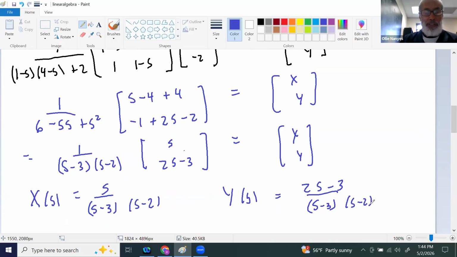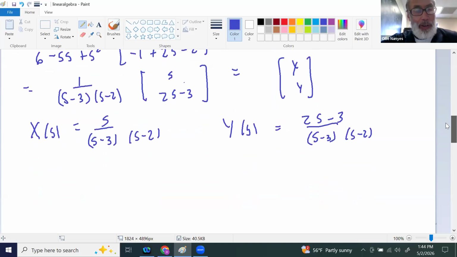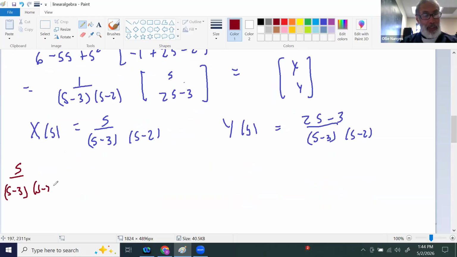Now we need to do partial fractions to get this. So let's just finish the problem up, and I will get to the main point of this video in just a second. For this one, if I do the partial fractions expansion, that's going to be a over s minus 3 plus b over s minus 2.